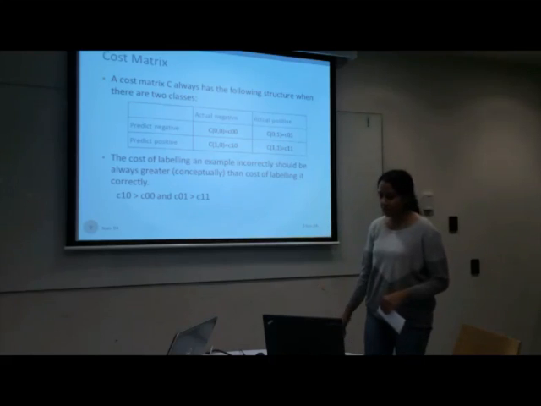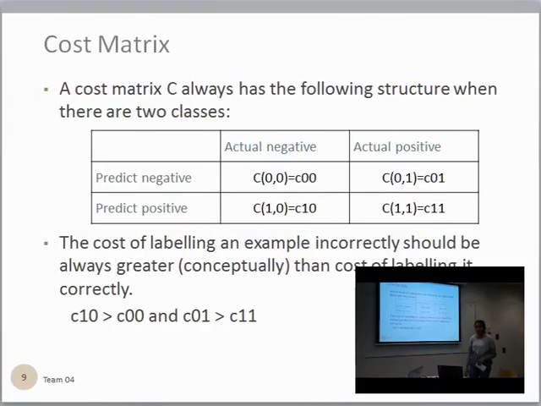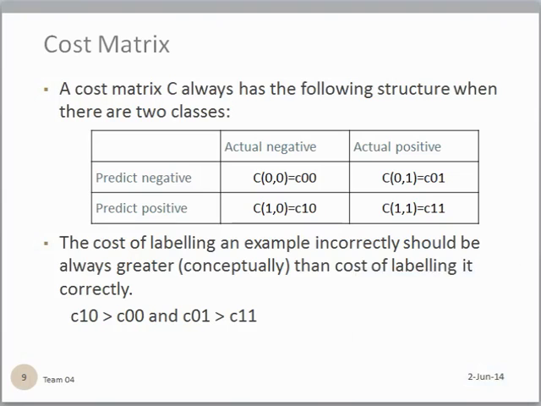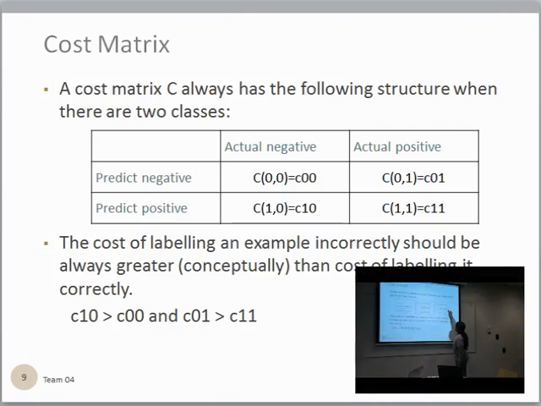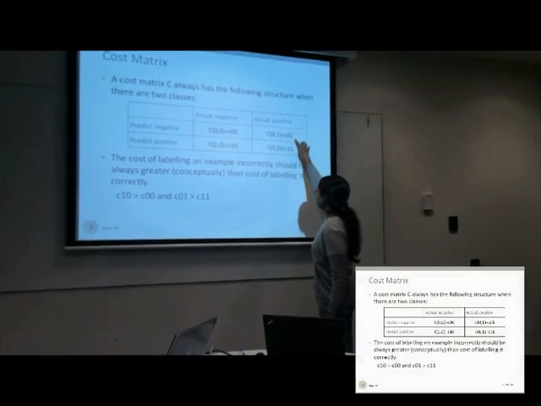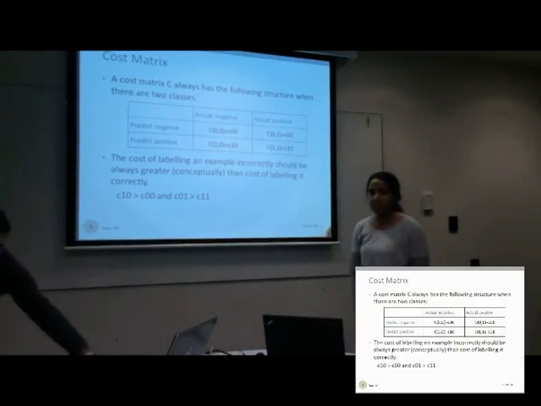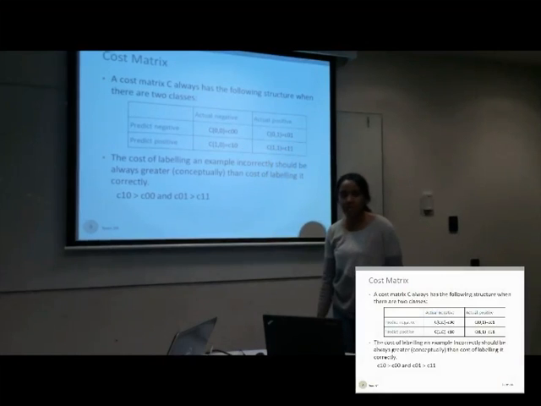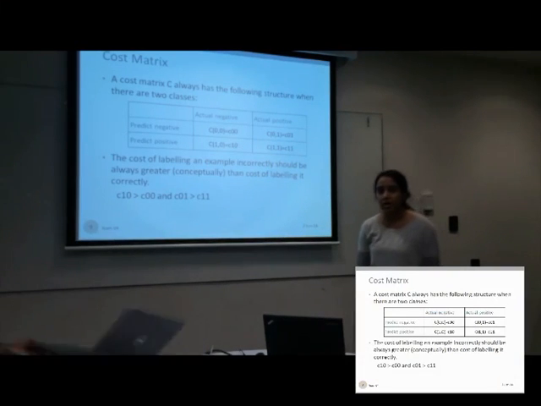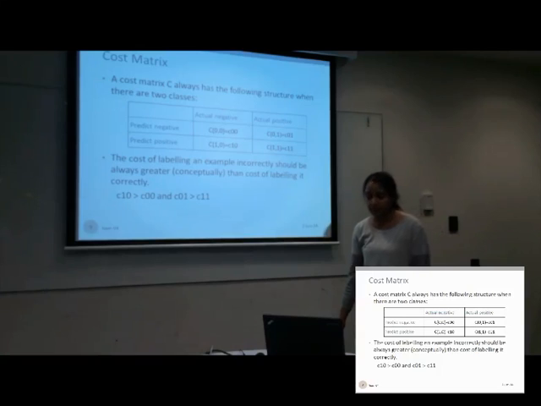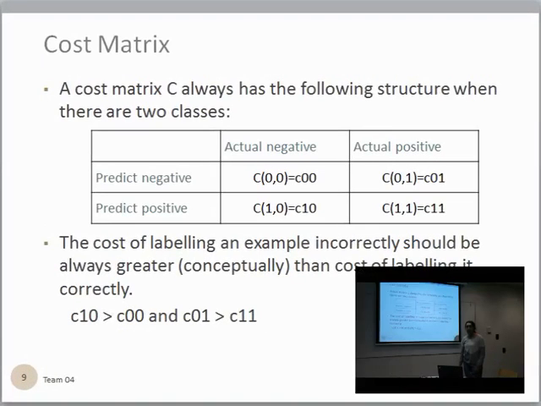Hi, I'm here to talk about the cost matrix and cost versus benefit. This is the structure of the cost matrix C when there are two classes. This one is the cost of a false negative, and this is the cost of a false positive. The cost of labeling an example incorrectly should be greater than the cost of labeling it correctly. These are called the reasonableness conditions.